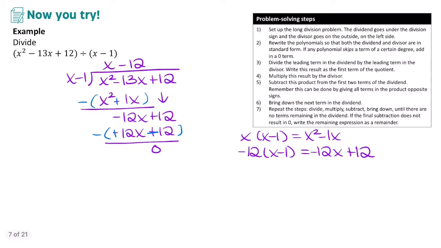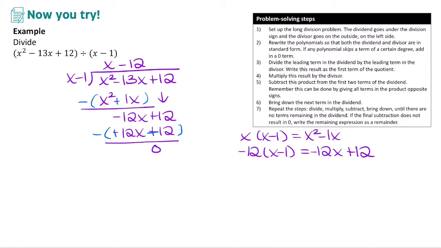So here we have x squared minus 13x plus 12 divided by x minus 1. So remember, to start off, we do x squared divided by x, which gives us x. And then we do x times x minus 1, which gives us x squared minus 1x. When I subtracted, I went ahead and switched those signs. So negative 13x plus 1x gave me negative 12x, and then I brought down the plus 12.